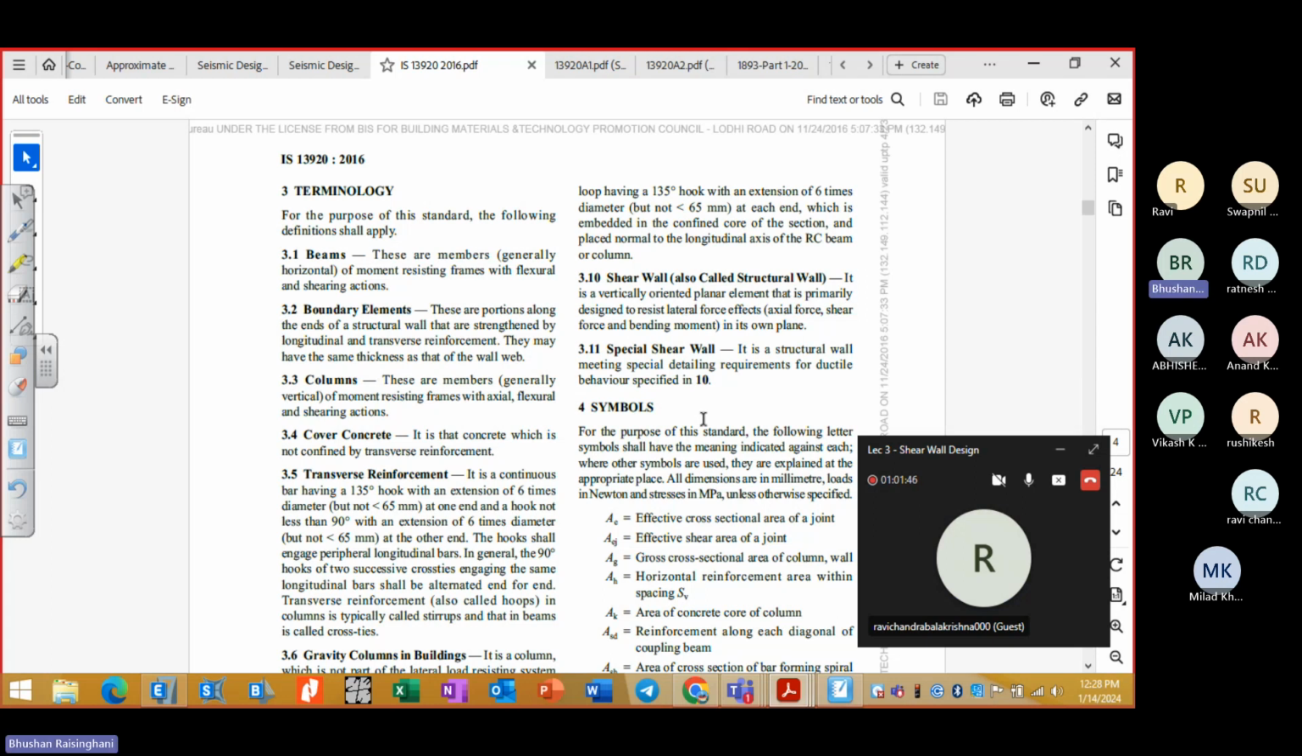So when we are talking about membrane, we are talking about bending. When we are talking about plate, also we are talking about the bending. Bending is the major resistance required, whereas in shell, your shear action is also dominating.